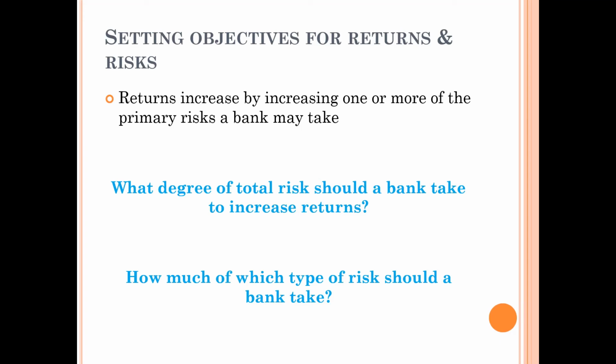Setting objectives for returns and risk. In setting the ideal return and risk, returns increase by increasing one or more of the primary risks a bank may take. So what degree of total risk should a bank take to increase returns? How much of which type of risk should a bank take? So, what do you think?